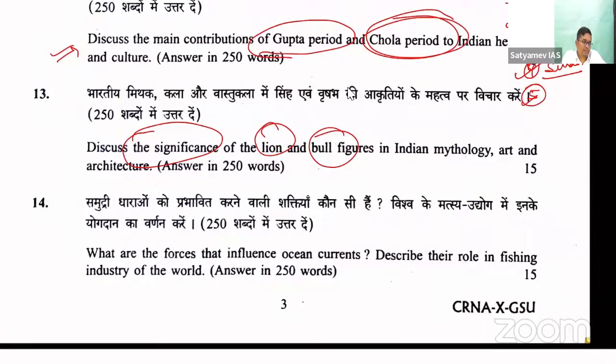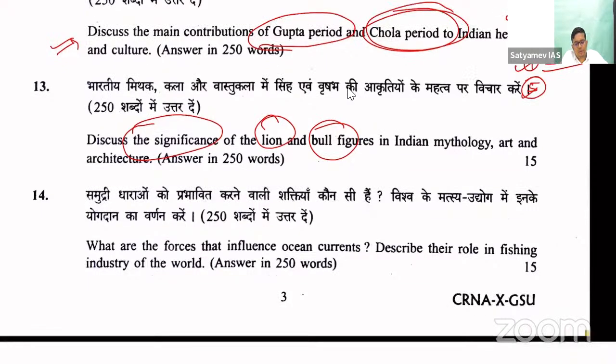So what is the conclusion? Understanding the significance of lion and bull figures in Indian mythology, art and architecture can help in the research and development of Indian culture, Indian cultural superiority. इस तरीके से आप लिख सकते हैं.